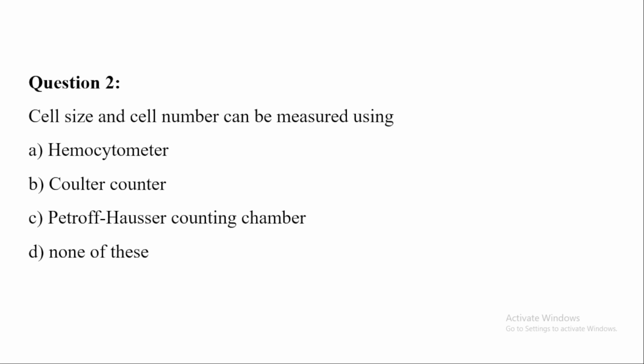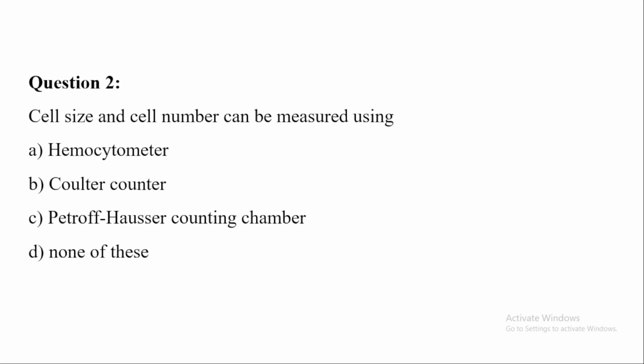Cell size and cell number can be measured using option A, hemocytometer, option B, Coulter counter, option C, Petroff-Hauser counting chamber, and option D, none of these. So which of the following device is used to measure both cell size and cell number? So hemocytometer, it is used to measure cell number. Coulter counter, whereas we can use Coulter counter to measure both cell size and cell number.